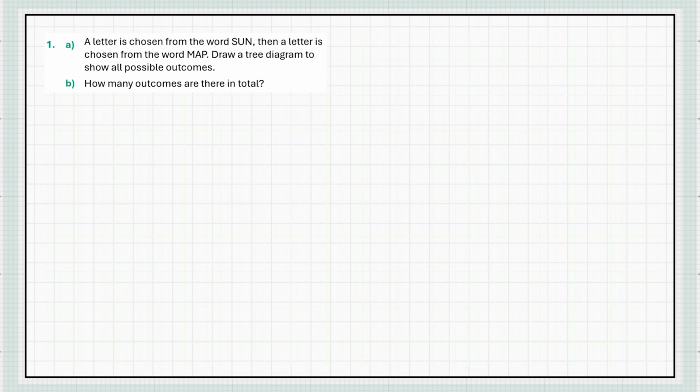So a letter is chosen from the word sun, and then a letter is chosen from the word map. Draw a tree diagram to show all the possible outcomes. Alright, these are pretty simple. So the idea is that we have our first choice, and then our second choice, and then we have our outcome. Now, depending on the question, you might write something else instead of choice. Usually it's better to start with your second choice first.